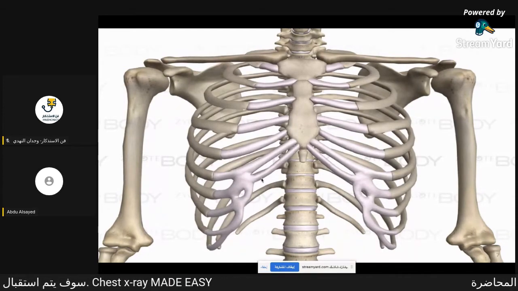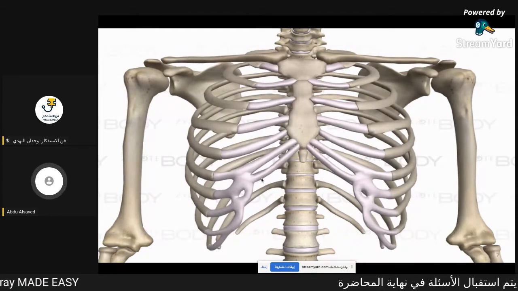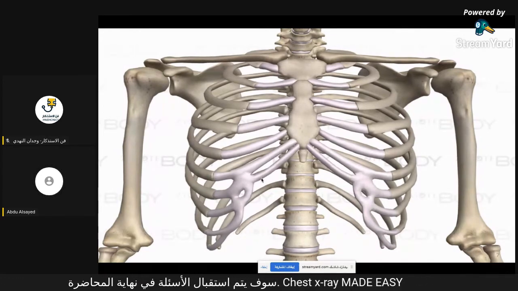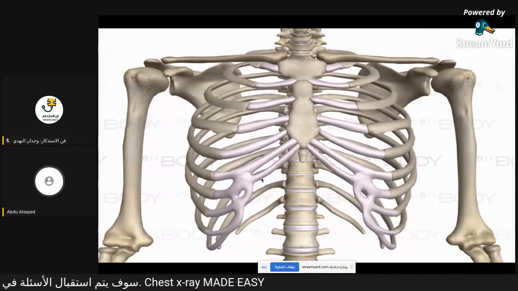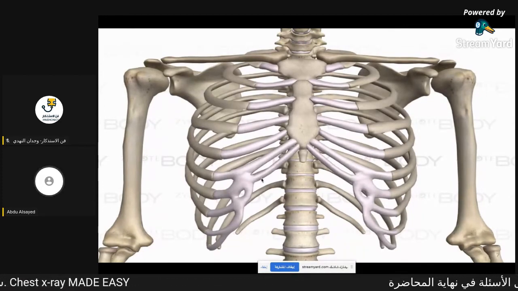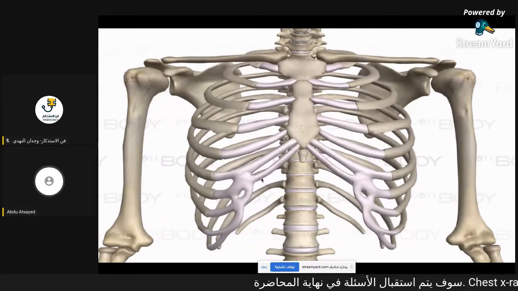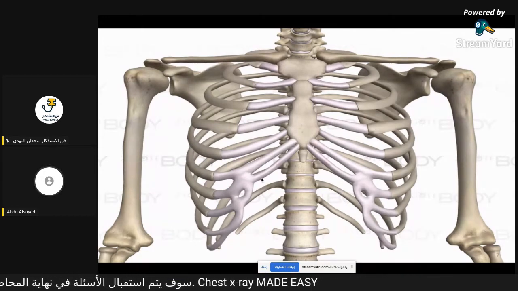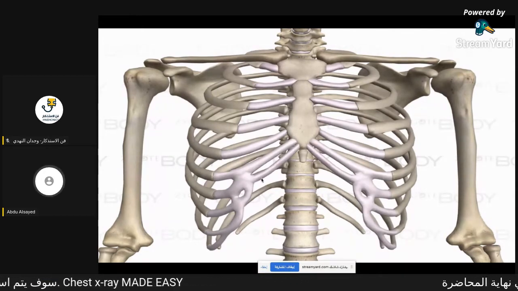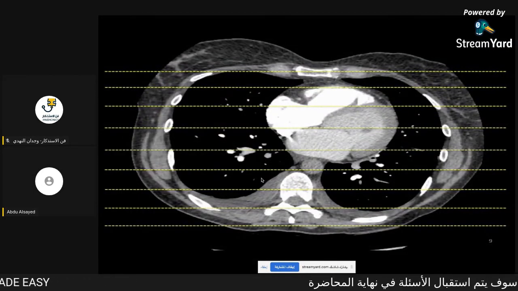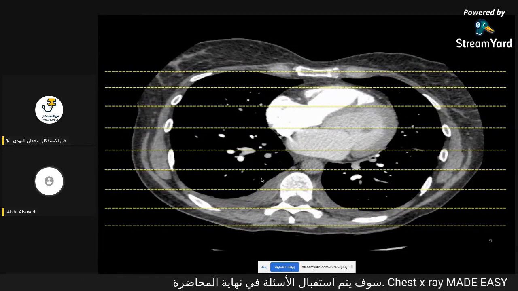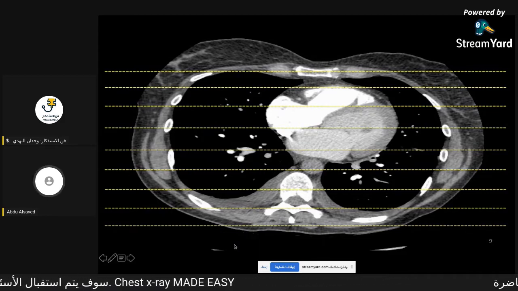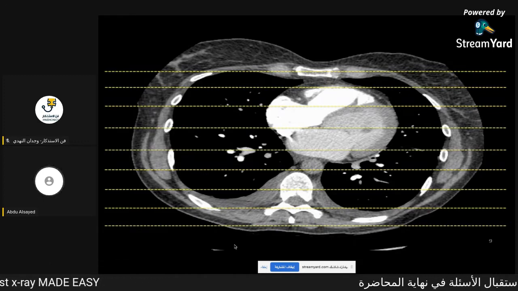First, this is just a 3D model of the chest. I got it from Zygote Body, a website that gives us many 3D pictures. It shows the bones, vertebrae, and upper extremities. And this is a cross section of the chest from the upper part, and the yellow line indicates a different level where we can cut and inspect the chest.